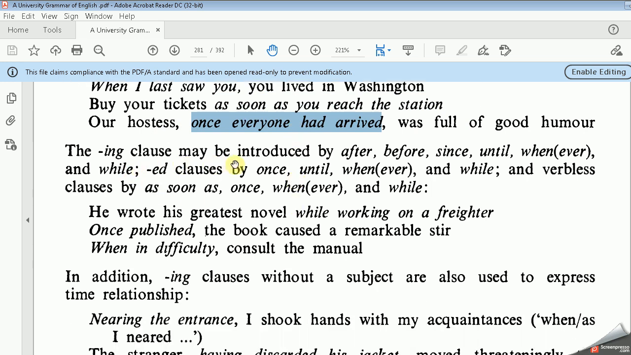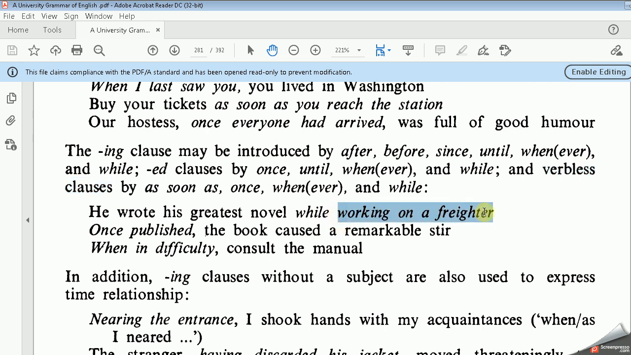Of course, the ing clause may be introduced by the following, such as after, before, since, until, when or whenever, and while. This is the ing clause. The second type is the ed clause, introduced by once, until, when or whenever, and while. The verbless clauses are introduced by as soon as, once, when or whenever, and while. So there are three types of clauses: the ing clause, the ed clause, and the verbless clause, such as: He wrote his greatest novel while working on a freighter.